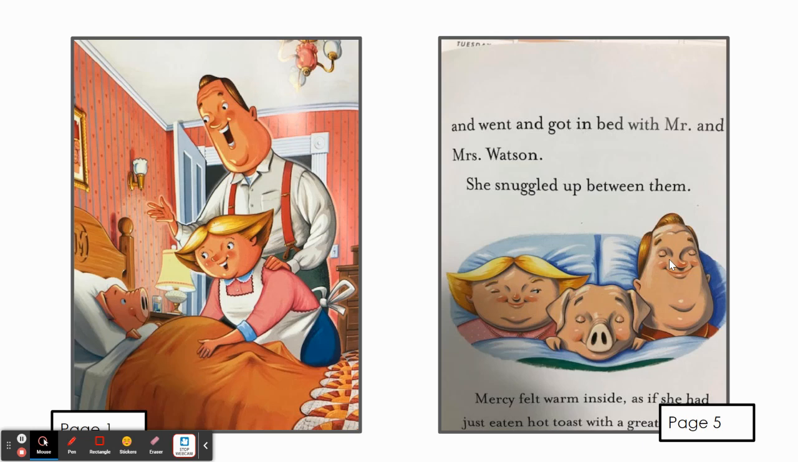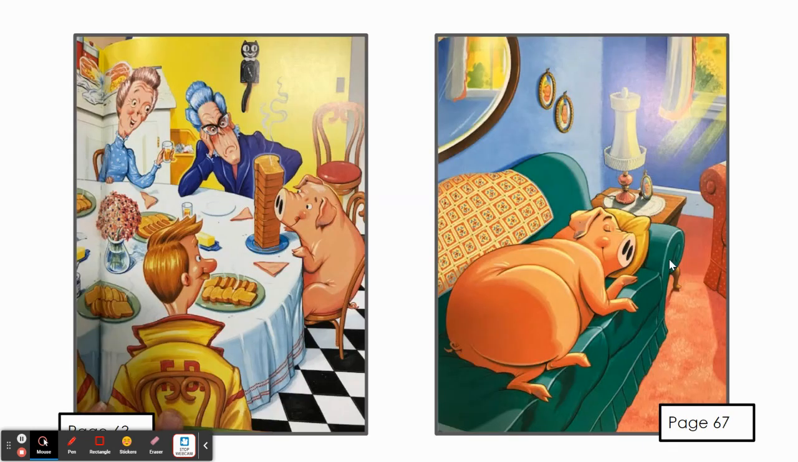On page 5, Mercy ends up sleeping in Mr. and Mrs. Watson's bed because she is scared. Right? How many of you have ever felt scared in the middle of the night and you want to crawl into your parents' bed? Well, that is what Mercy was doing. Does a normal pig usually do that? No way. On page 62, I see Mercy sitting at the table eating toast from a plate. And she's even sitting in the chair like a person would.